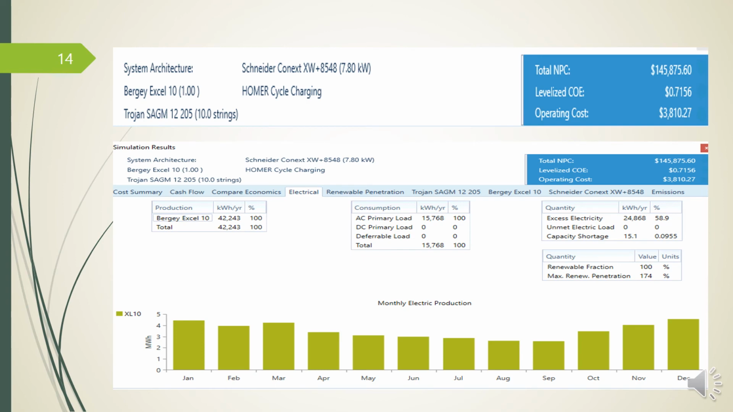This slide presents the output simulation of HOMER, and HOMER proposed this optimum system, which consists of one Bergey XL10 turbine, 10 strings of Trojan batteries, and one converter that has at least 7.8 kilowatt capacity. As you can see in this slide, the total cost of this project would be around $145,000.